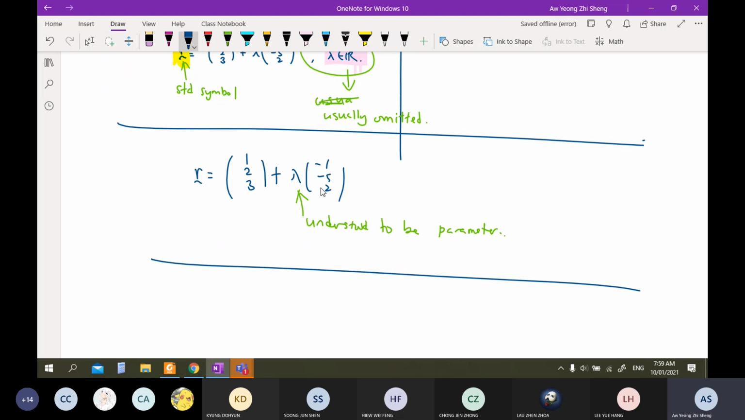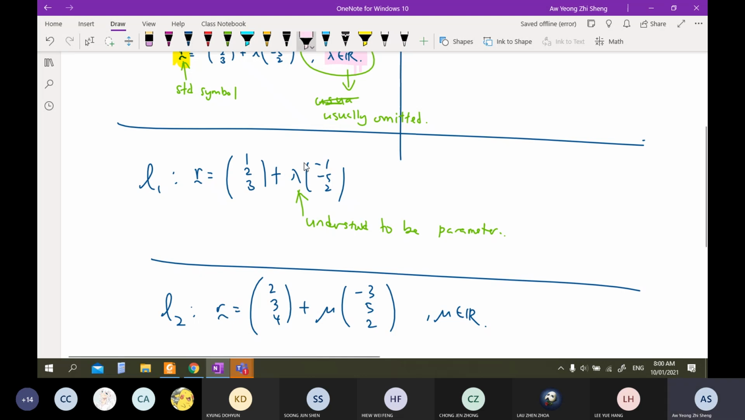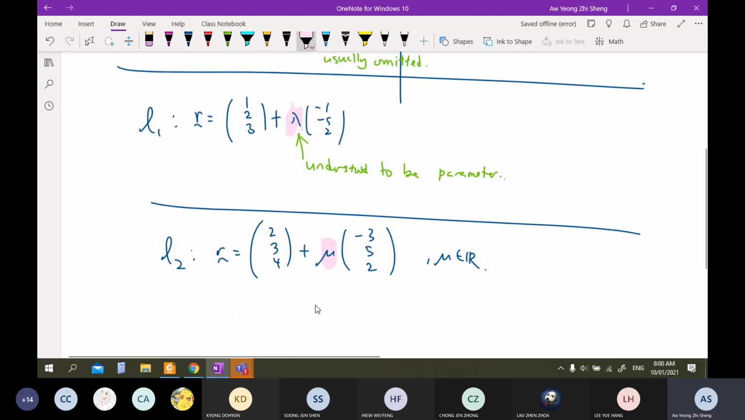Okay. By the way, lambda is a commonly used symbol as a parameter. It's not a must to use lambda, especially when two or more lines are involved in the same question. Make it a habit to use different symbols for parameters. If this is line L1, then if there's another line L2 in the same question, let's say this is 2, 3, 4 plus mu minus 3, 5, 2, mu in R. So if L1 and L2 are involved in the same question, then make it a habit to use different symbols for the parameter. Lambda and mu are the commonly used ones. If there is a third line, then you can of course use whatever other symbols you like.